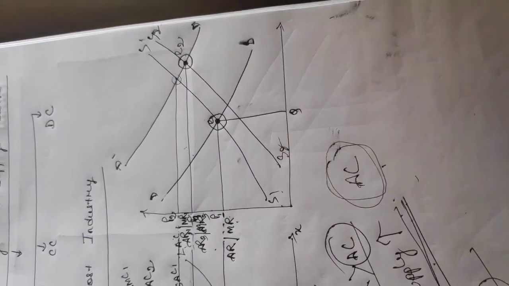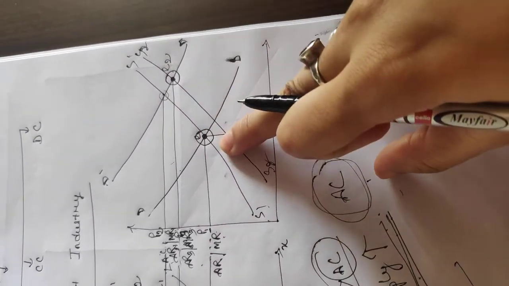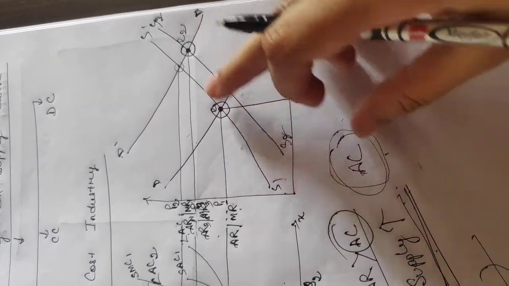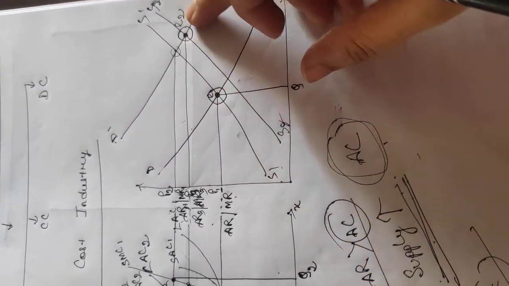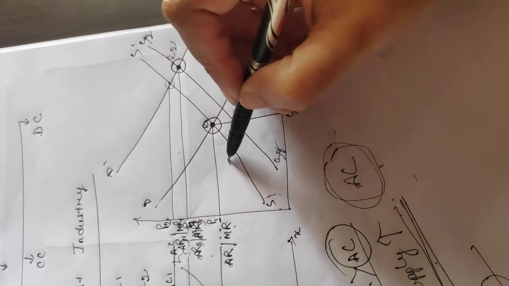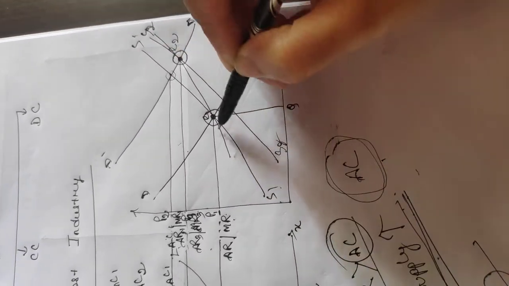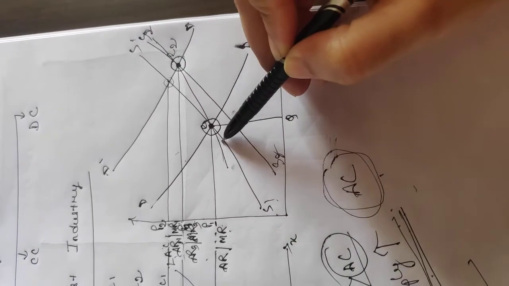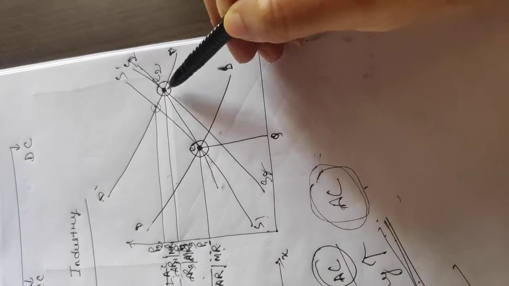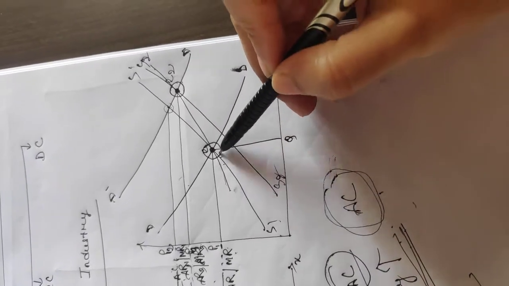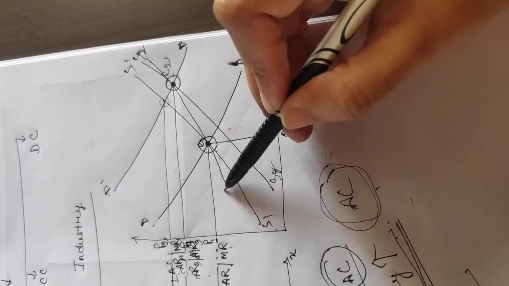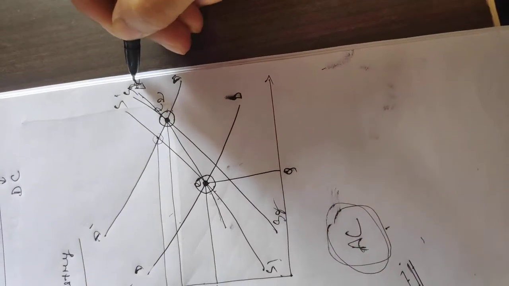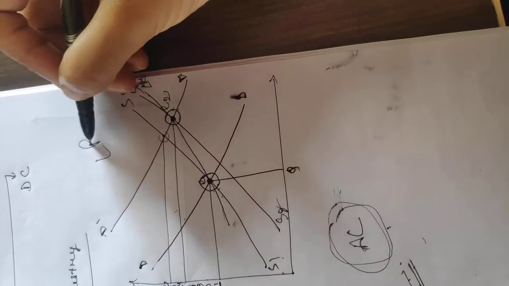So you have to mark 2 points. One is the original equilibrium point and the other one is the new equilibrium point. So once you join these 2 points, then you are going to attain a curve, and this curve is the long run supply curve, by joining the 2 equilibrium points, one original and the other one the latest one. This curve is known as the long run supply curve, that is LRS.